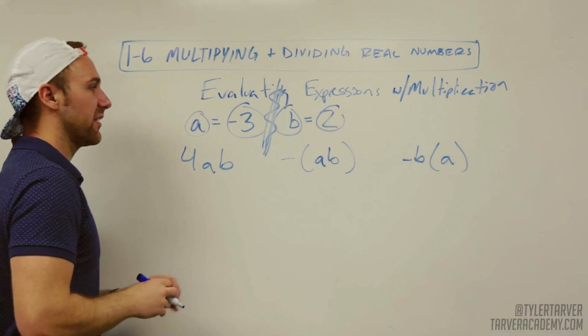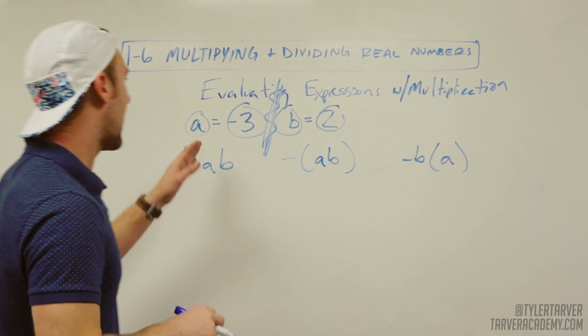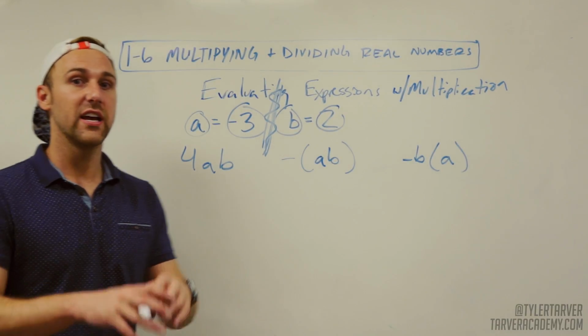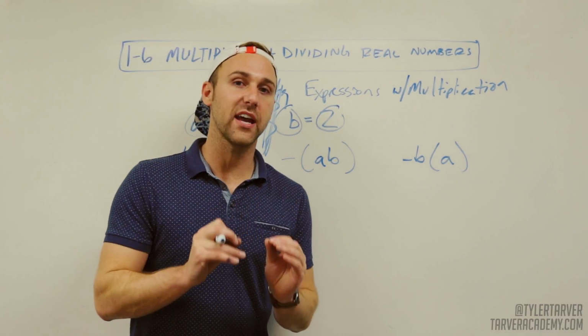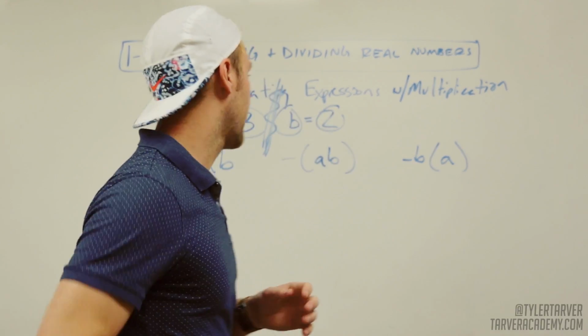So A equals negative 3, B equals 2. So anywhere in these problems that I see A, I know that I can replace it with -3, and it's the exact same thing. The thing you've got to be careful of is that you put it in exactly for A. All right, so let's look at it.